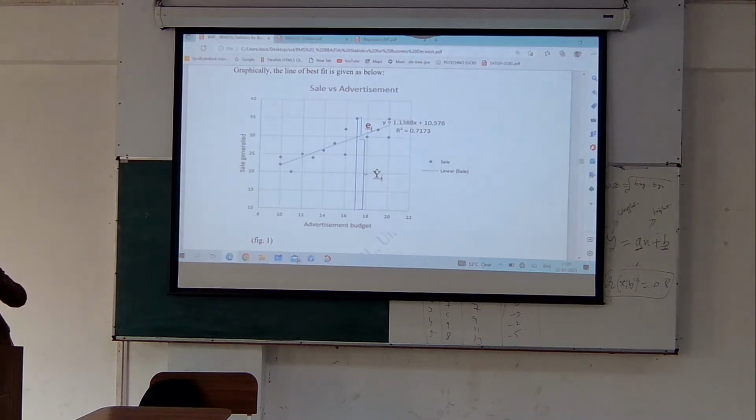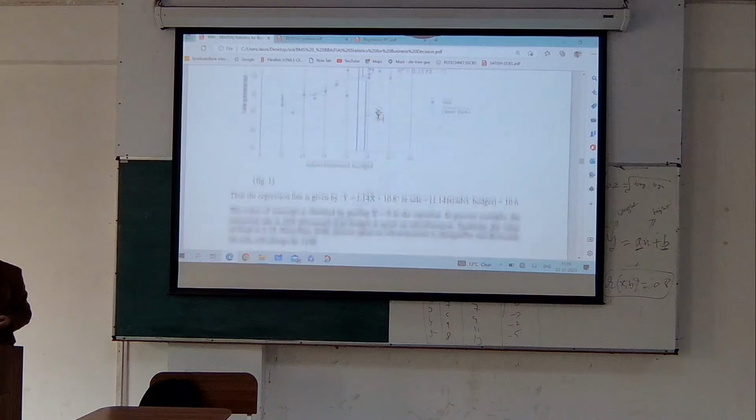So correlation coefficient is different from regression coefficient. Regression coefficient आपका है 1.13 और ये कौन सा coefficient है, y on x. Okay. So this way you can depict. This is graphical interpretation, okay, of your regression line.